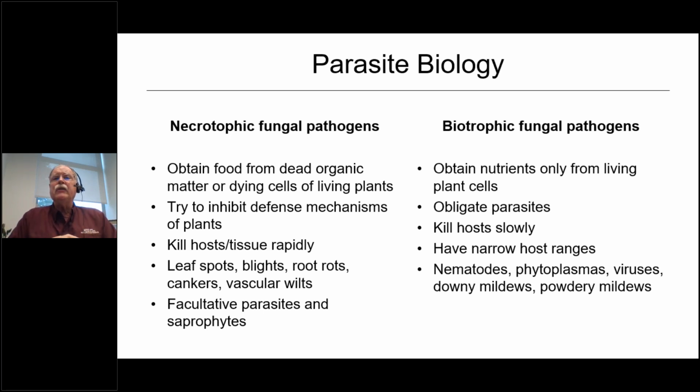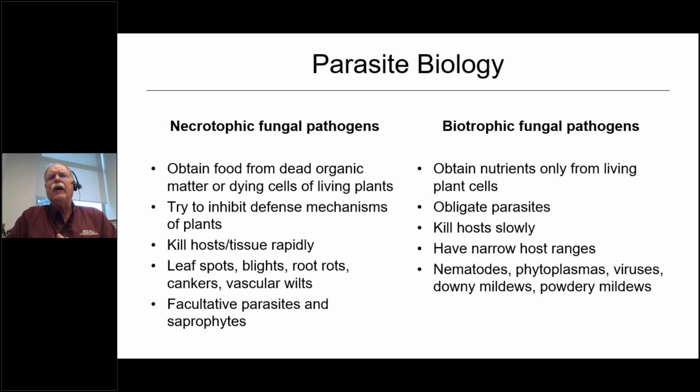On the right, we have the biotrophic fungal pathogens. These are fungal pathogens again. They obtain their nutrients only from living plant cells. We call them obligate parasites in some of the other terminology. They usually kill their hosts very slowly. They do not want the host to die. As I said, they're trying to trick the host. They don't want the recognition that this is a fungus trying to break through the cell wall and grow into the plasma membrane and start having an exchange of nutrients.